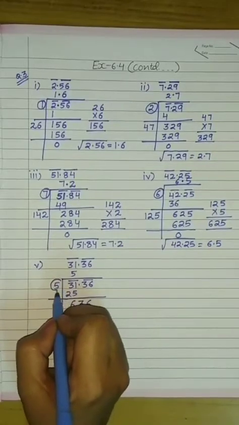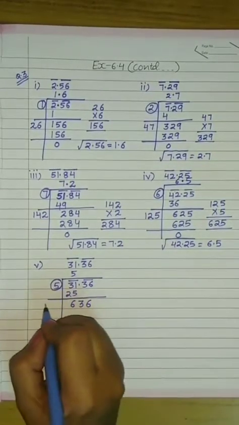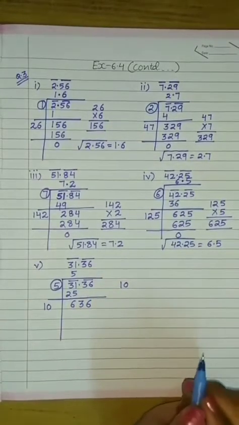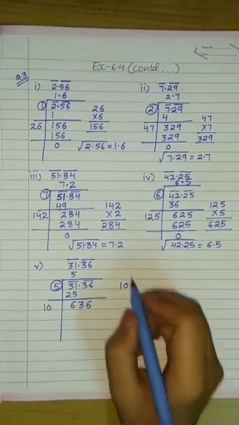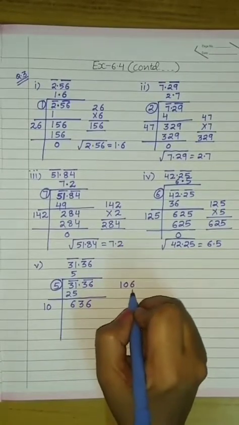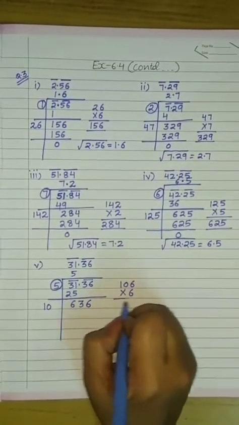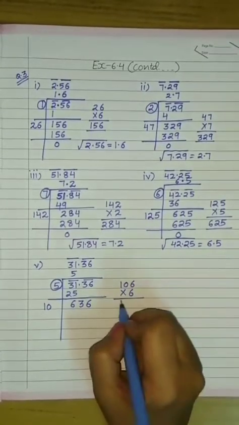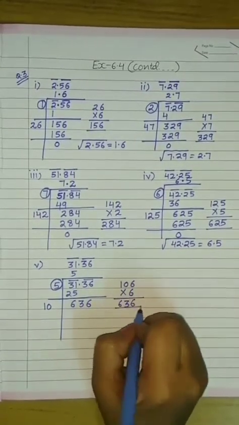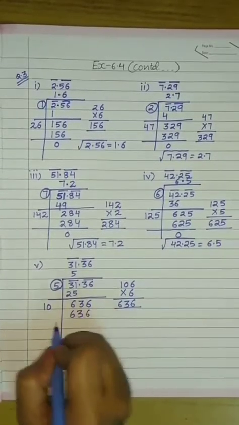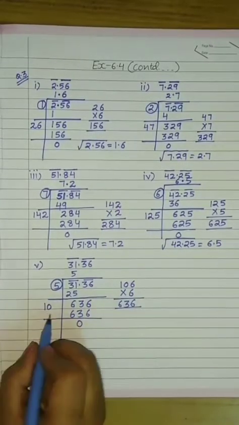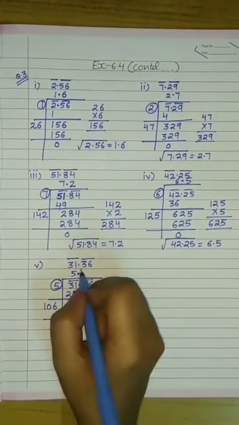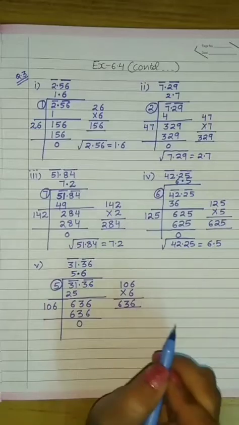Now double the divisor, that 5 2s are 10. So after 10, we have to write a number which on multiplying itself gives a number equal to the dividend. So we will write 6 after 10. So 106 into 6 will give us 636. So our remainder is 0. So we will write 6 after 10 and then put the decimal and write 6 in the quotient also.